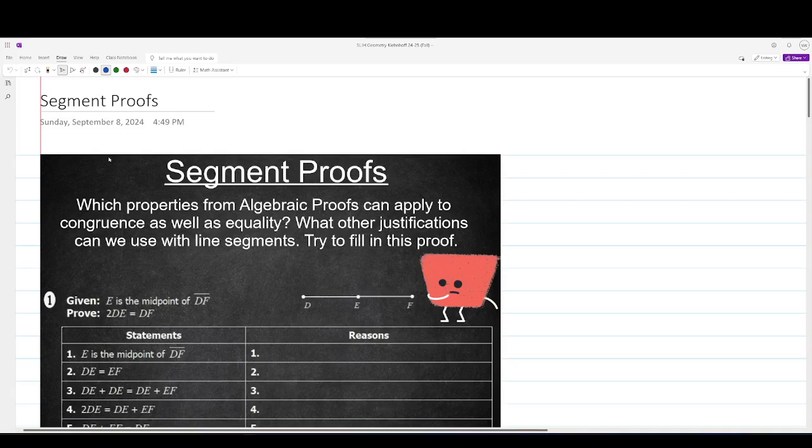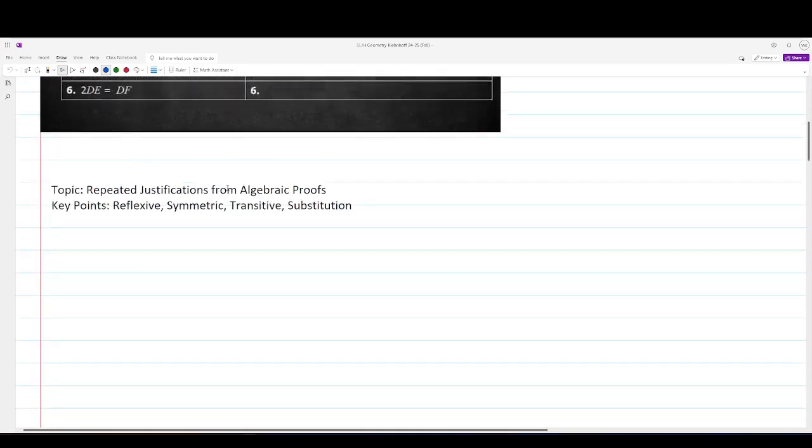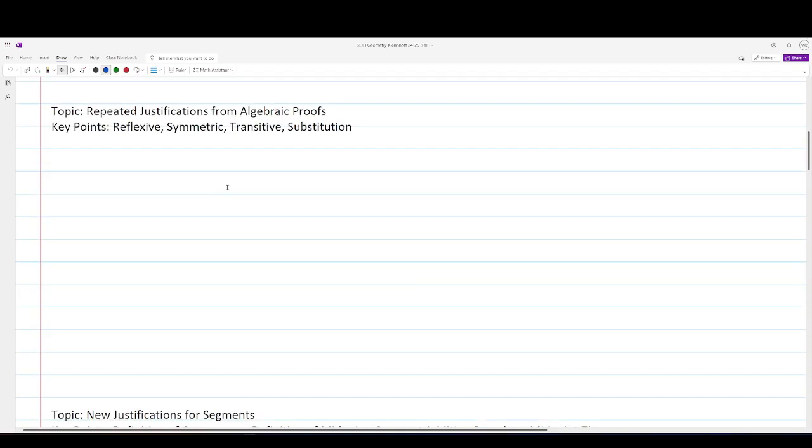In today's notes, we're going to start working on proofs dealing with line segments. So we'll do the notes part first, then we'll do some examples. To start off, we have some similar justifications to the ones that we used in algebraic proofs, except these in the world of geometry become properties of congruence instead of properties of equality.